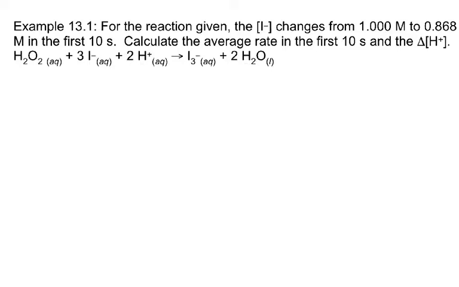So let's look at an example for how to think through what's happening. For the reaction given, the iodide changes from 1 molar to 0.868 molar in the first 10 seconds. Calculate the average rate in the first 10 seconds and the change in H plus concentration. So remember, our rate is going to be 1 over our coefficient times our change in I minus over our change in time.